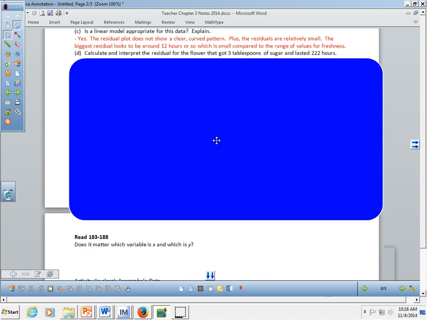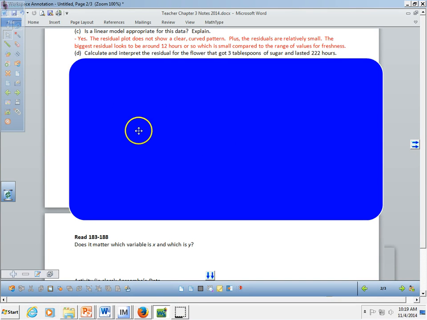Okay? And so to answer this question, and it says explain, so what we were talking about before with RACE: answer the question, look for supporting evidence, and then explain. So yes, the linear model is appropriate. The residual plot does not show a clear curve pattern, and the residuals are relatively small. That's our supporting information. A quick explanation of what we mean by the residuals are relatively small: like what I just said, the biggest residual looks to be around 12 hours or so, which is fairly small in the range of values for the freshness of the flowers. Okay, so that's what we're looking for.